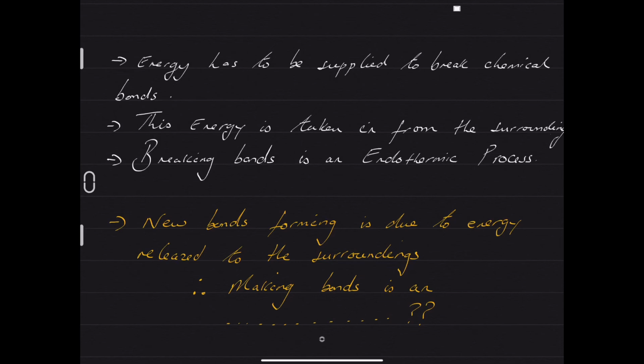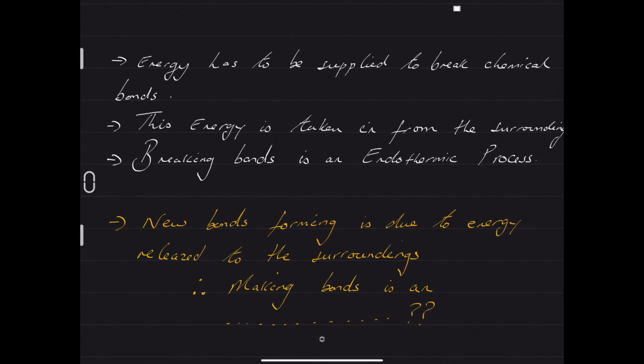Now look at the sentences in yellow. Here it says, new bonds forming is due to energy released to the surroundings. Therefore, making bonds is, and I want you to tell me what that would be. So this statement in yellow simply says that new bonds forming is due to energy released to the surroundings. Therefore, making bonds is what? What would it be? I want you to write down the sentence in yellow and complete it in your answers.